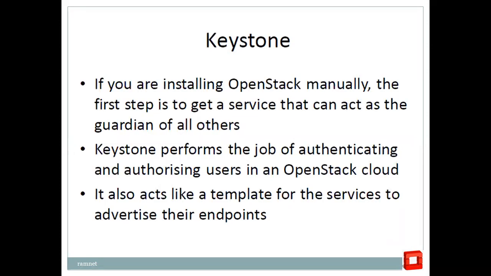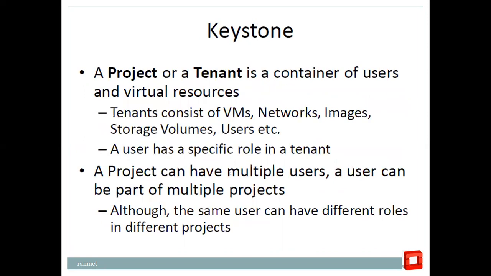If you're installing OpenStack manually, the first step is to get the service that can act as the guardian of all others. That is Keystone. Keystone performs the job of authenticating and authorizing the users into the OpenStack cloud. It also acts like a catalog for the services to advertise their endpoints. A project or tenant is a container of users and virtual resources. Tenants consist of VMs, networks, images, storage volumes, and users.